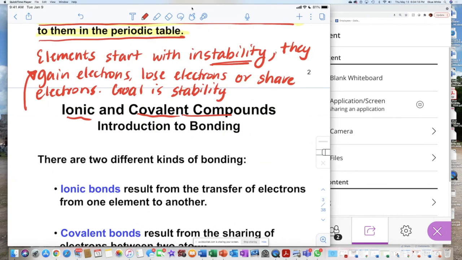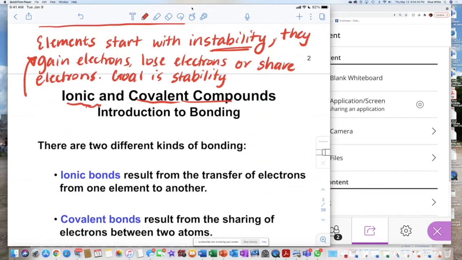One of your assignments in your lab is to identify ionic and covalent compounds. Well, for that, you will actually have to look at the characteristics of ionic bonds. What type of elements come together to form ionic bonds? We're told here we have two types of bonding. Ionic bonds result from the transfer of electrons from one element to another. They haven't said what elements yet.